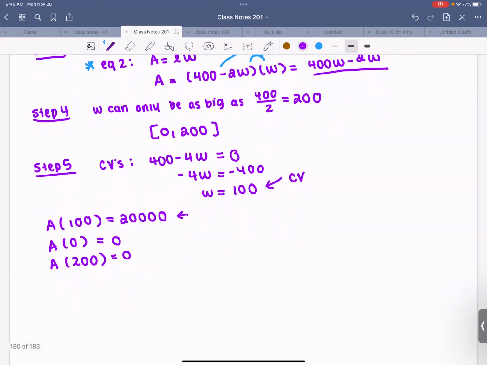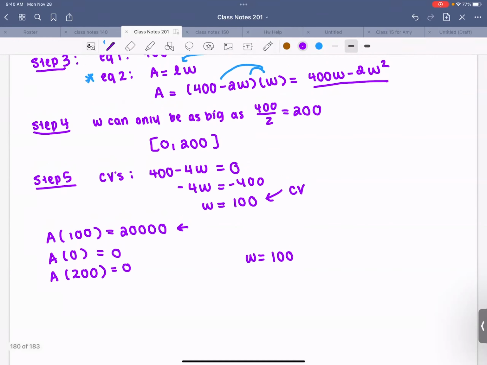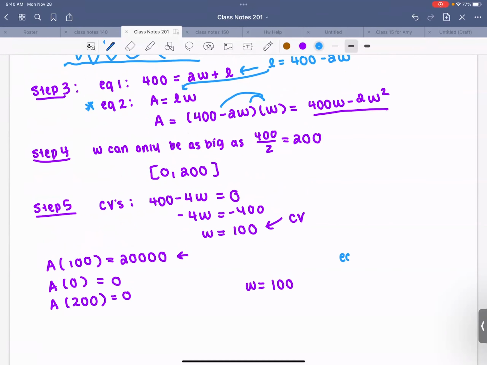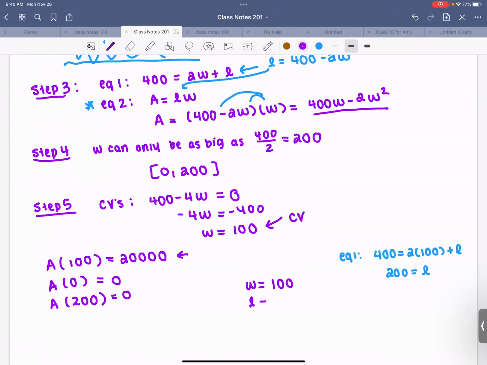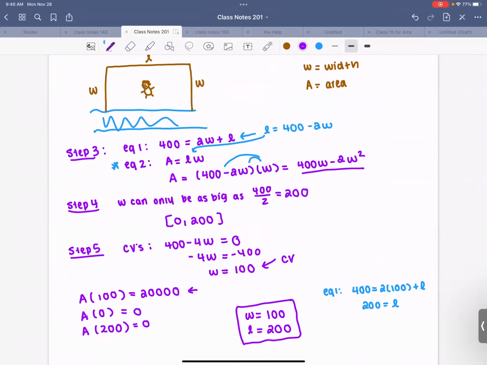So the dimensions of my largest fence are where the W value equals 100 and where the length, well, we have to figure out what the length is, right? So now we go to equation 1 and plug in 100. So 400 equals 2 times 100 plus L, and you should get that L equals 200 here. So the dimensions of my largest fence are where the length is 200 and the width is 100. Any questions on this example here?